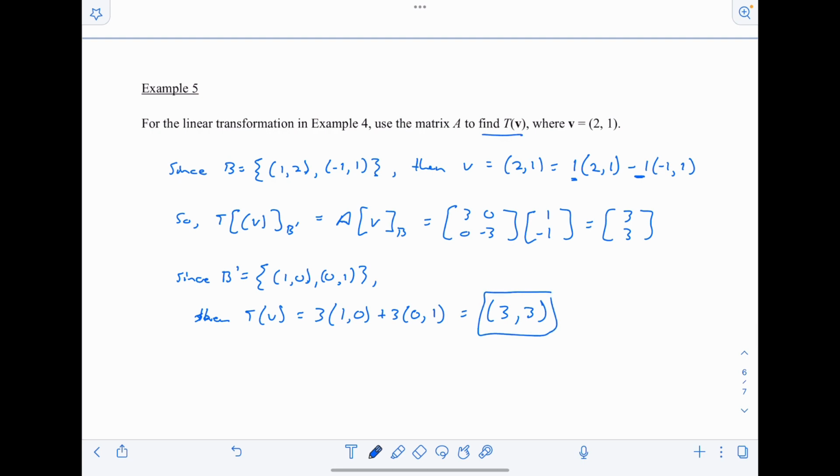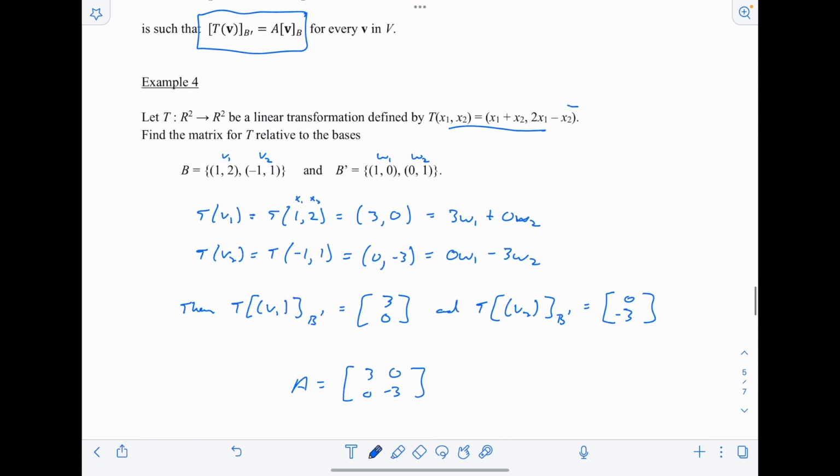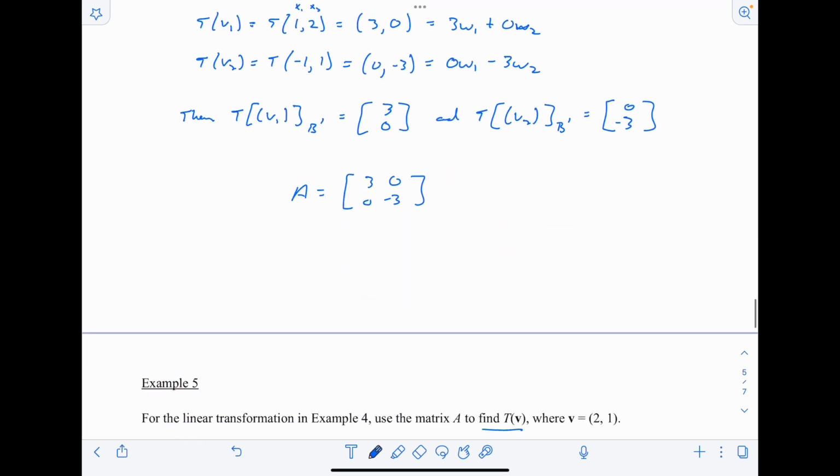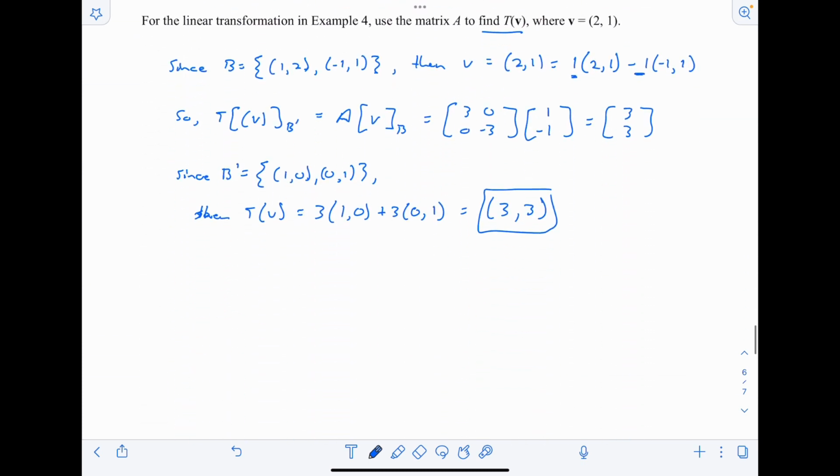Now we can check that because, again, remember back in example 4, we have a definition for T of V. So if I plug in 2, 1 into this, if I let this be 2, let this be 1, let this be 2, let this be 1, I get 2 plus 1 is 3, 4 minus 1 is 3, we get the vector 3, 3.